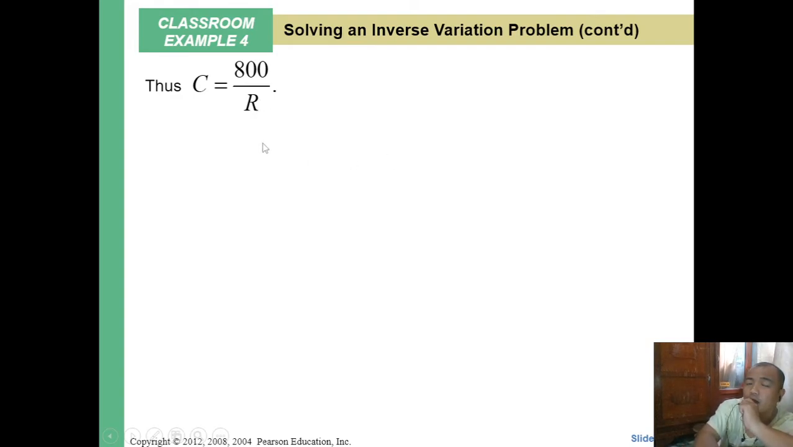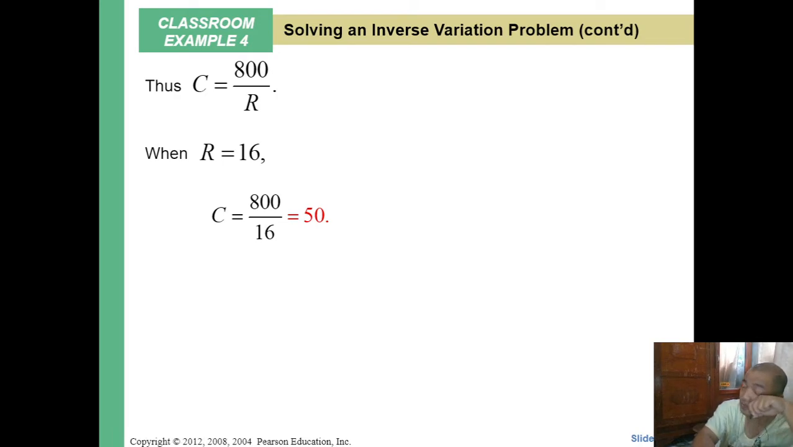So substitute R by 16. Then divide 800 by 16, which equals 50. That is now the current, 50. So the current is 50 amperes. Right?